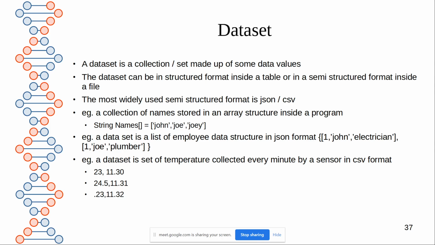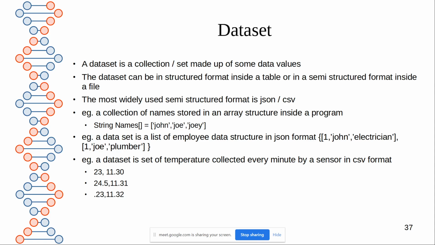Example: a data set is a list of employees. Data structure in JSON format. In a dictionary, it's one, John, Joey, plumber. Example: a data set is a set of temperatures collected every minute by a sensor in CSV format. 23, 11, 30. The second is 24.5, 11.31. Third is 0.23, 11.32.